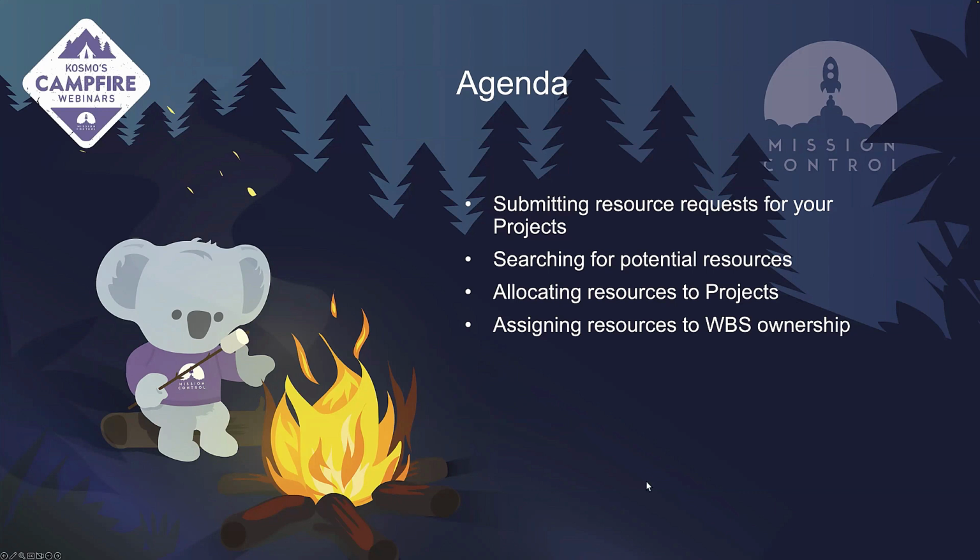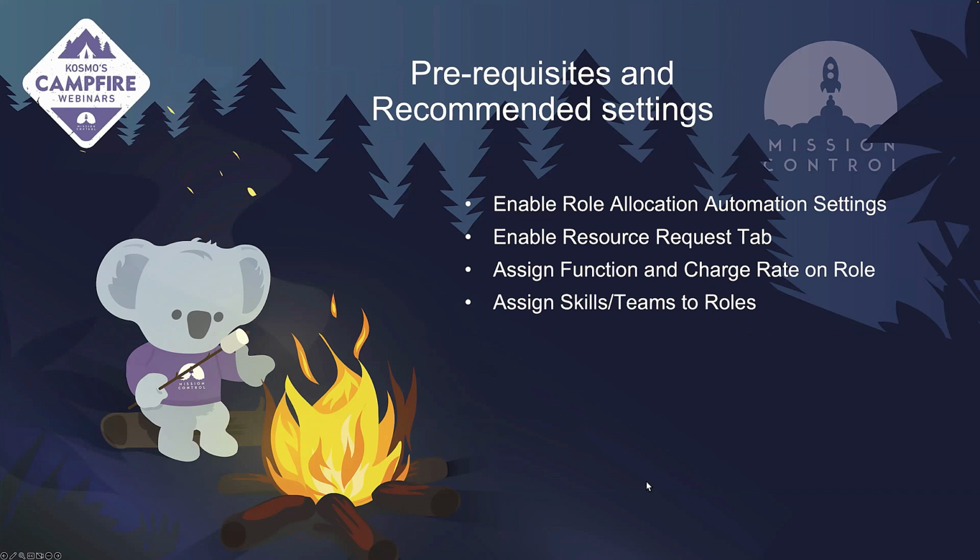Before we do that, we'll go through some of the prerequisites and the recommended settings. Because this feature uses the role forecast and the role allocation records, we recommend enabling the role allocation automation settings to be able to access this feature. I'll show you where you can access that. It's a one-time thing that you just set up once and then set and forget.